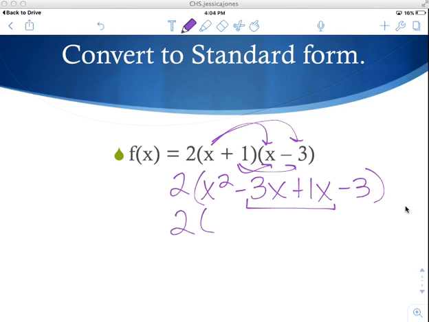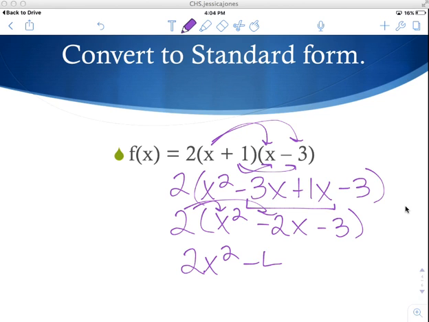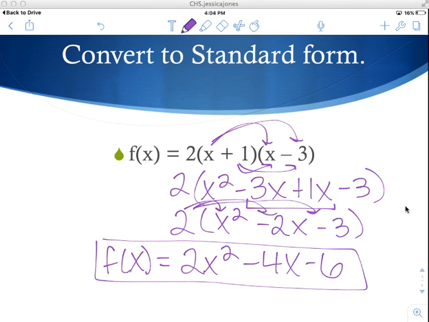So negative 3x plus 1x is negative 2x. And distributing the 2, 2 times x squared is 2x squared. 2 times negative 2x is negative 4x. And 2 times negative 3 is negative 6. Our final answer is 2x squared minus 4x minus 6. Remember, you FOIL first and then distribute the number outside.